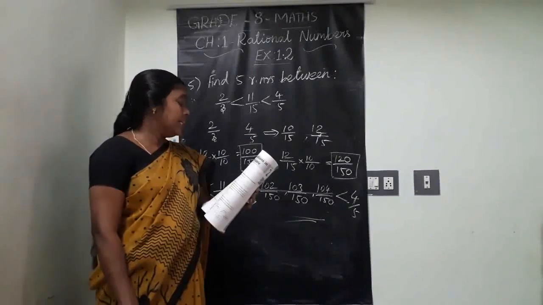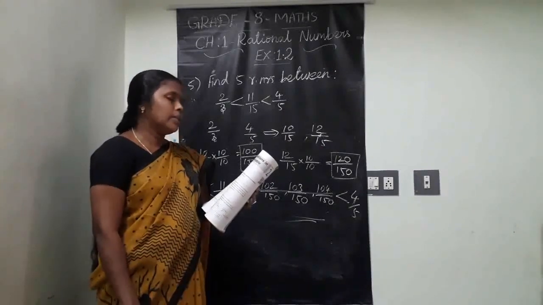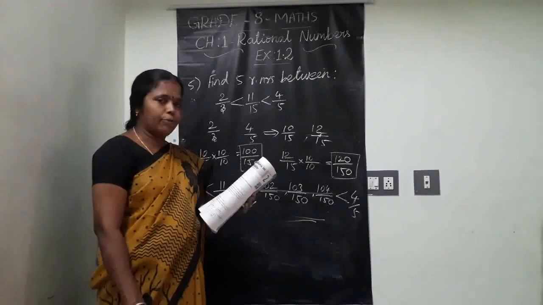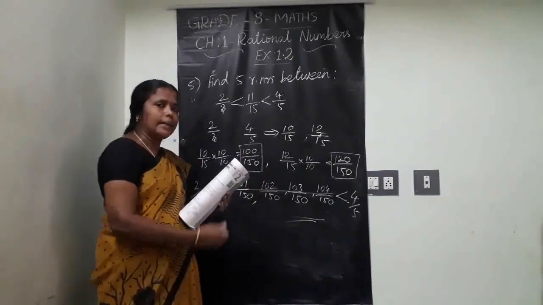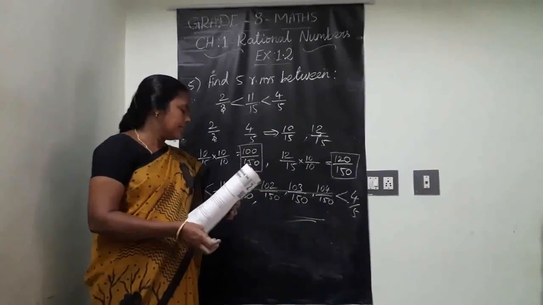7th question: find 10 rational numbers between 3 by 5 and 3 by 4. Like this only they are asking. Try yourself. Okay, children? That's all.